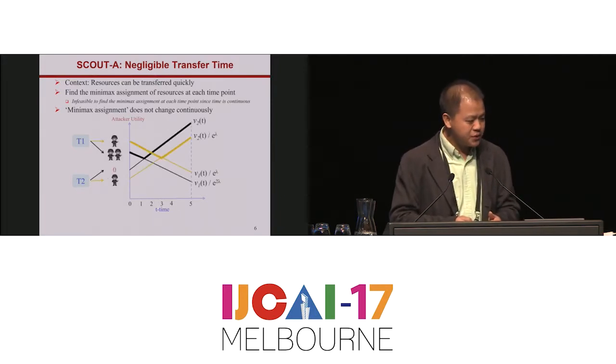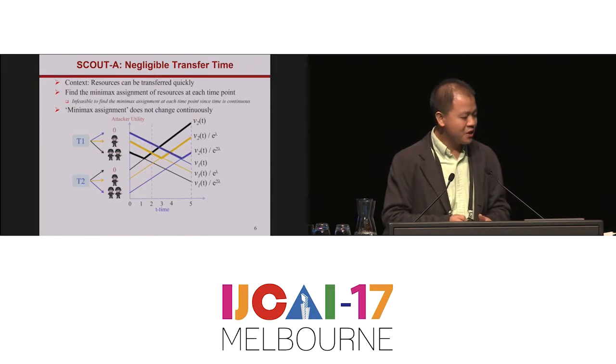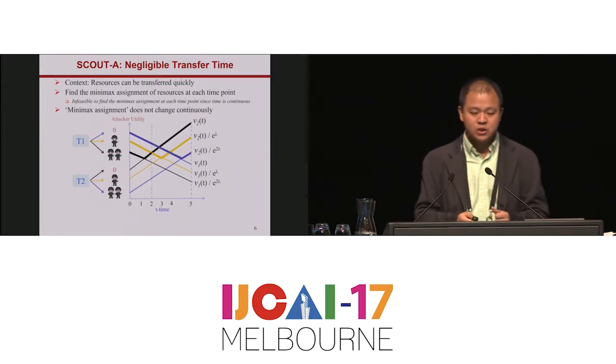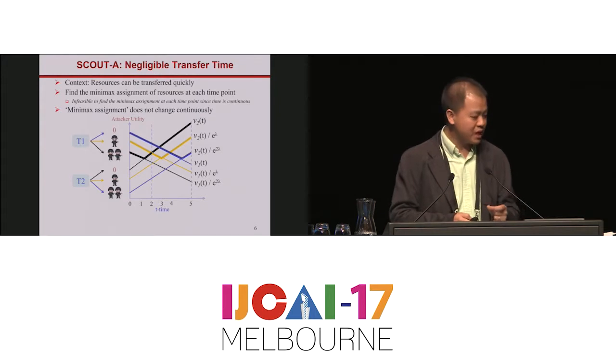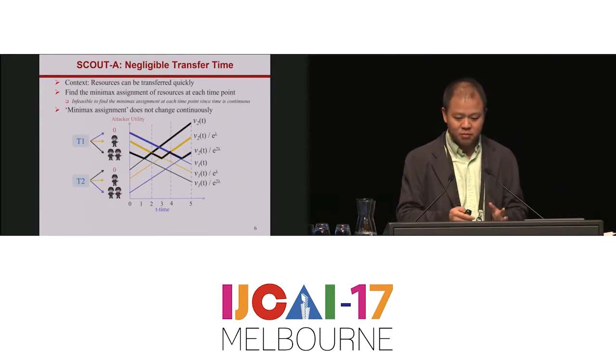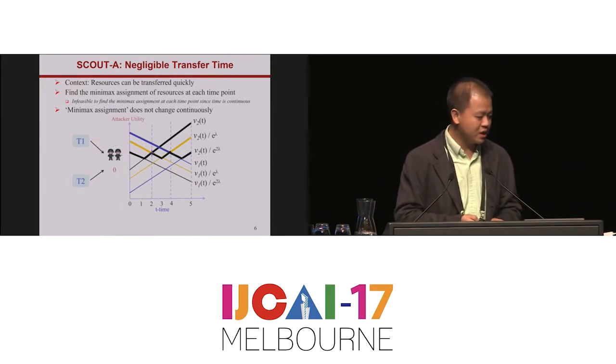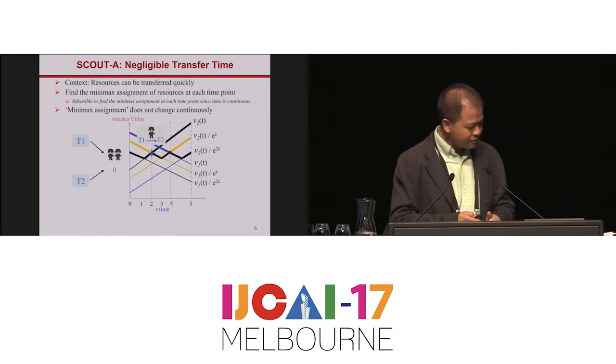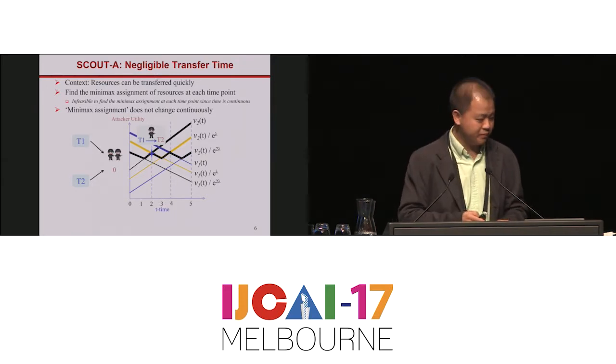So there are some examples, but I will ignore the details. The whole point of this idea is we're trying to find out the time points where we have to switch the allocation. So we find those time points and compute the optimal allocation at those points, and do that reallocation. Because here, transfer takes 0 time.